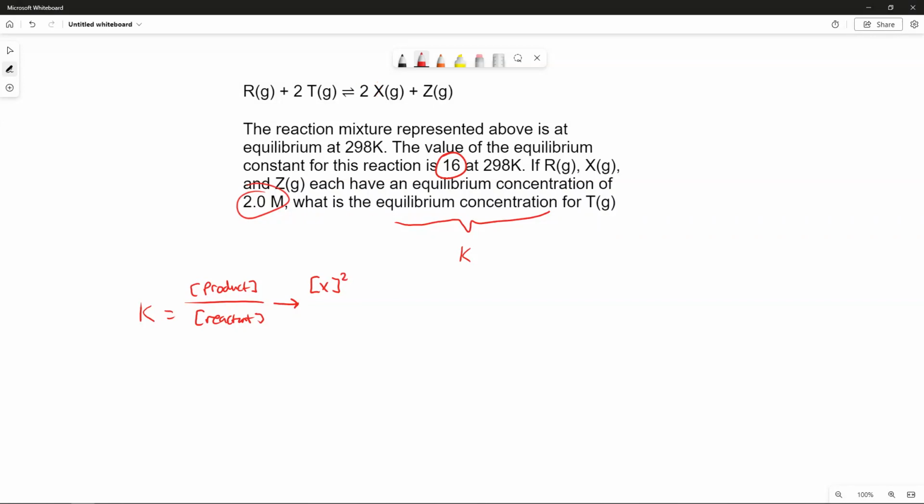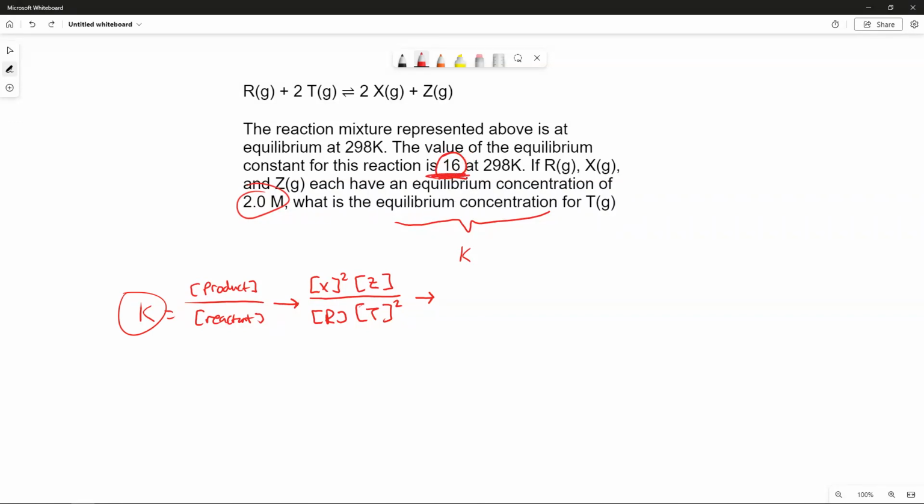I'm sure you remember. Same for Z, we're going to do the concentration of Z, but that doesn't have any number, so that just stays as a 1. You can write that 1 there, or you can choose to ignore it. Now the reactants, we have R, so we have the concentration of R, no exponent, remember, that means just 1, and then the concentration of T, that is going to be squared. Perfect. And now we know that this K is going to be 16.